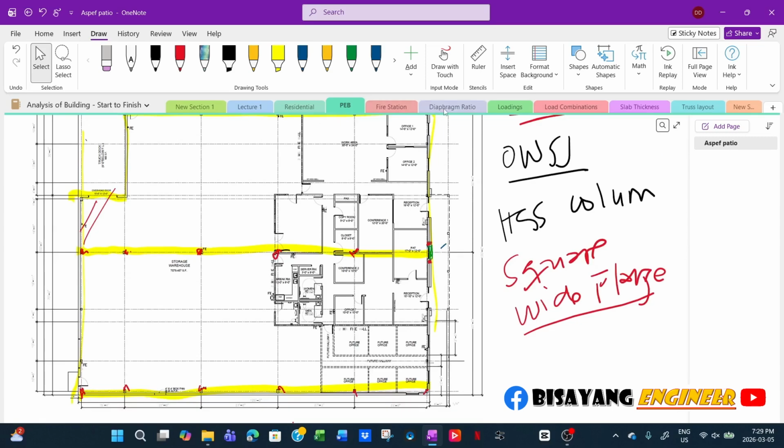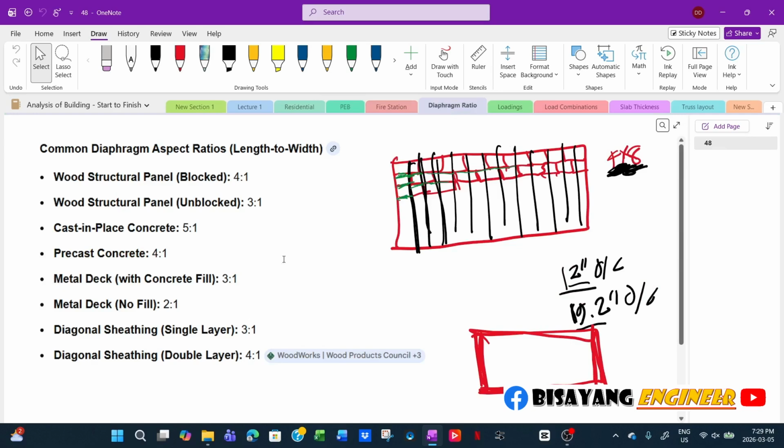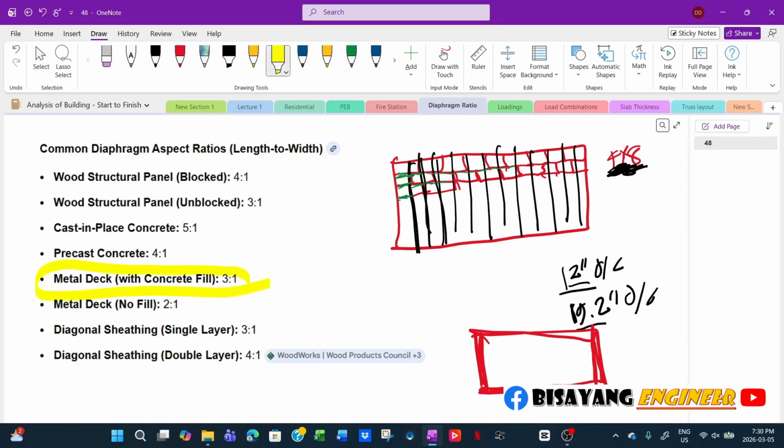And if you look at the diaphragm ratio for metal deck, because this is a steel building, and if we are using a steel joist, it will be a metal deck. So for just metal deck, 2:1 is the ratio, and if it's a composite metal deck with concrete fill, then that is 3:1. Now for roof, it's typically just metal deck and then insulation on top, and then whatever the type of roofing is, usually a PVC membrane.